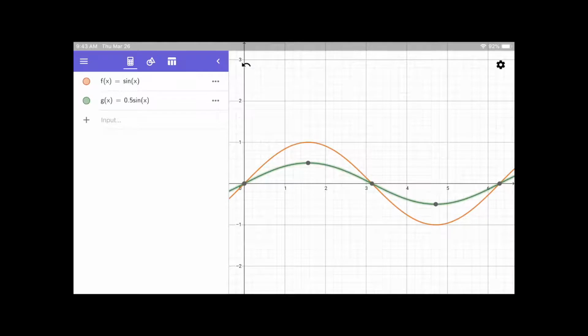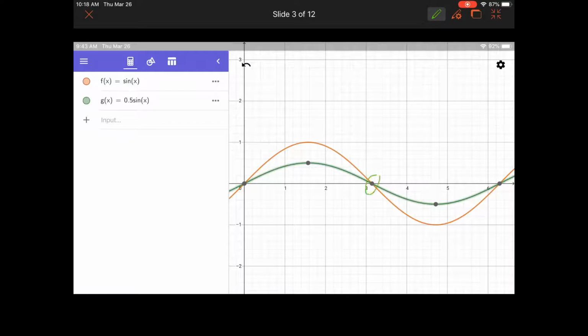If I look at a couple of scenarios where I have fractions, this program is forcing me to use decimal numbers, so you'll just have to bear with me. But see the parent function in orange here. The green function is clearly very similar with one small change, and that change is that it is reduced to half of its maximum height and half of its minimum height. Basically, if I made a table of values, all of its y values would be cut in half. That is why the zeros do not actually change, which is important to note.